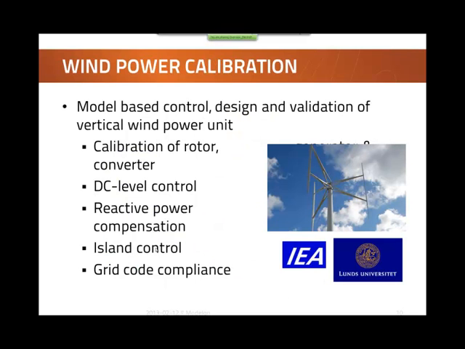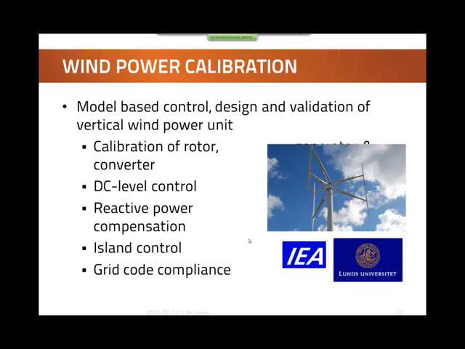Let's continue. We have also done a calibration of different parts of this wind power system. Basically the three components consisting of the rotor, the converter, and the generator. And we will also run this example in island control mode. We have seen that it complies with the grid code, and also use this DC link as mentioned before.